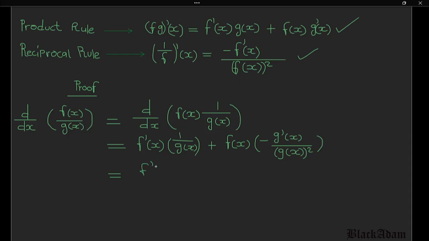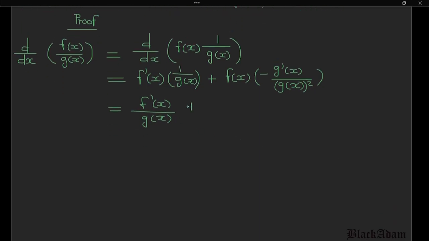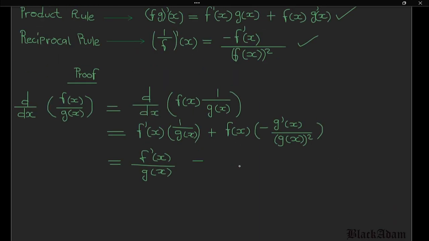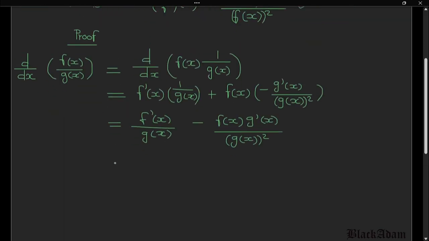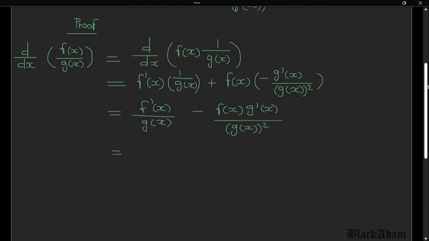And then from there we multiply the numerator, so it's f'(x) over g(x) minus f(x) times the derivative of g(x), and all of that over g(x) squared. Okay, so that's it. So then the next step will be we actually find the denominator.